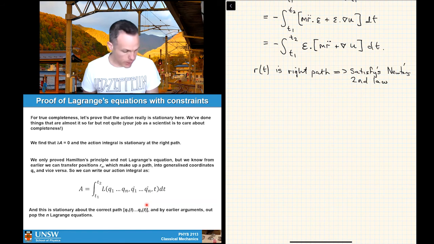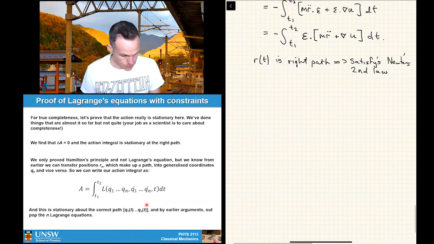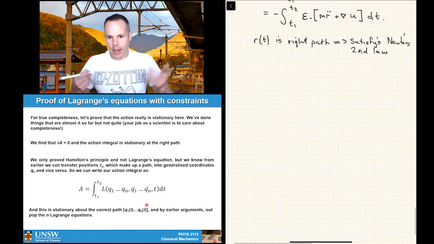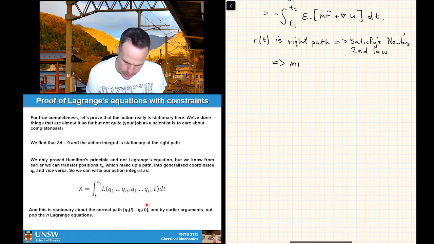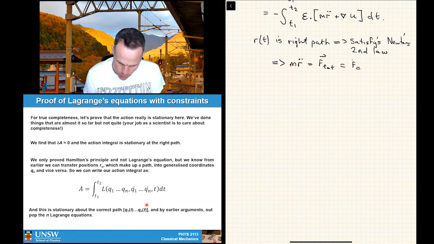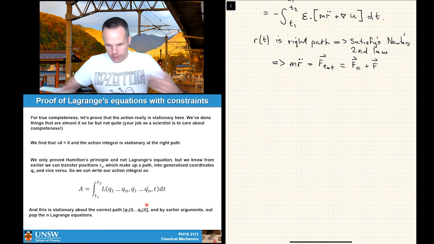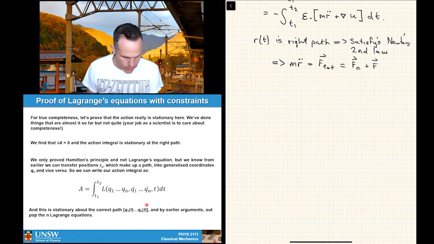Satisfy Newton's second law. Basically just Hamilton's principle there. And so what we can say here is that m r double dot is going to be equal to the total force. And of course, that is our constraint force plus our non-constraint force, as we defined it earlier.